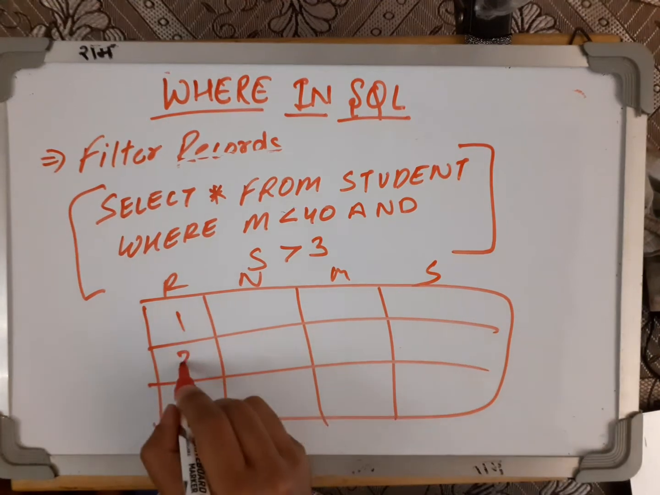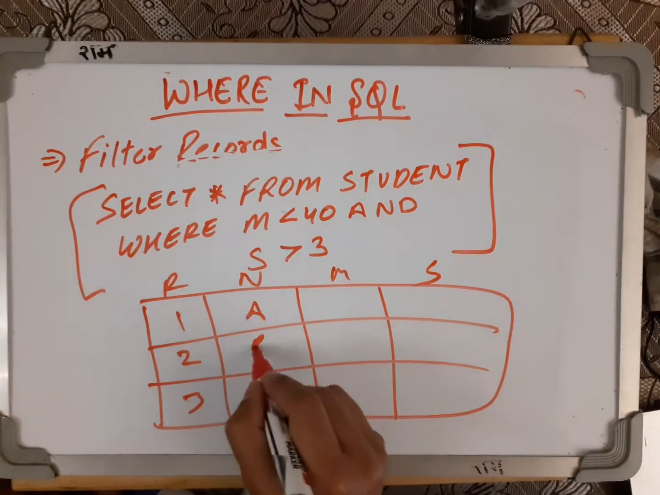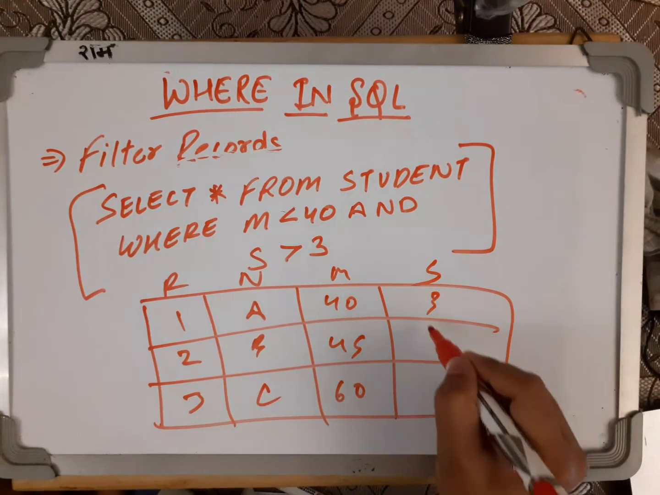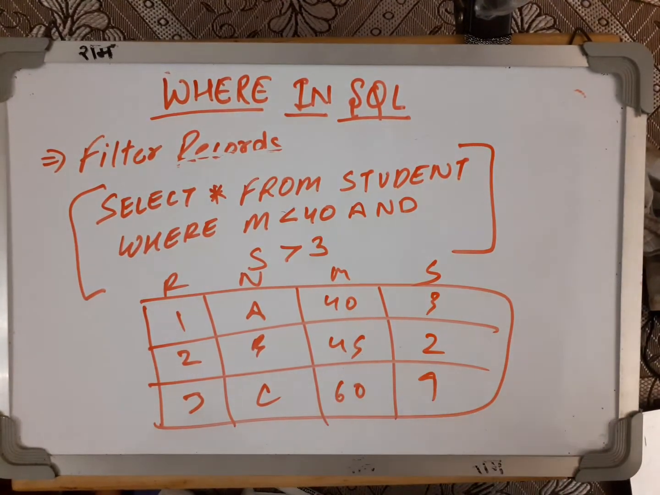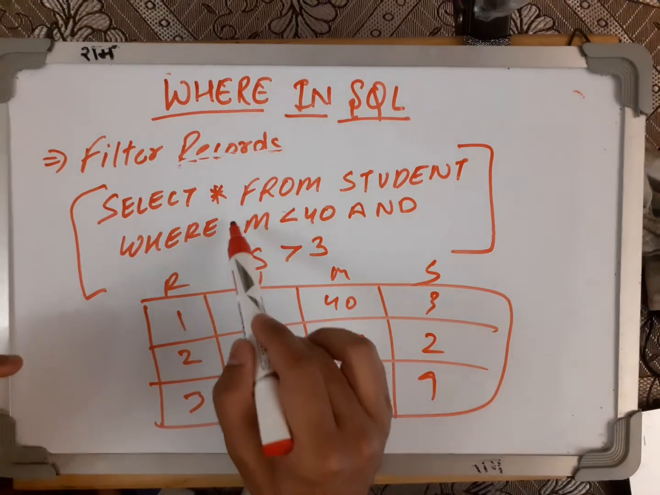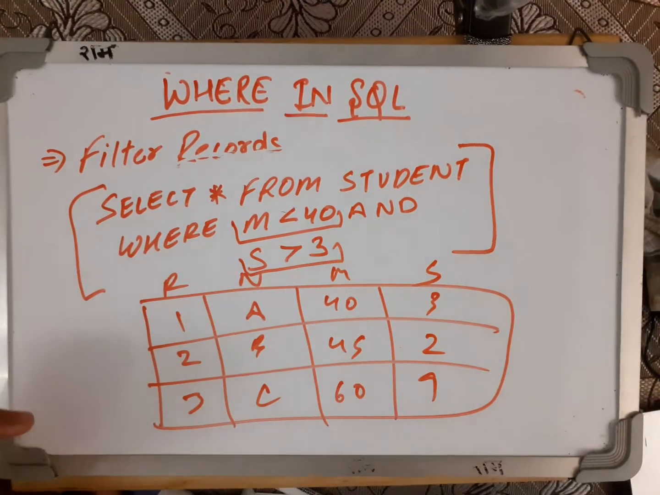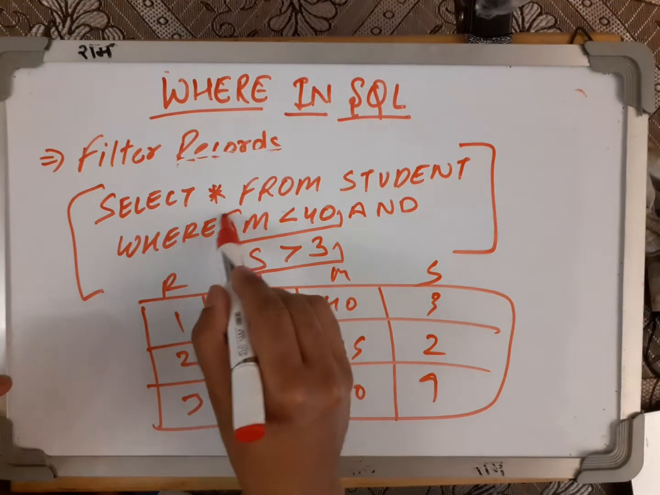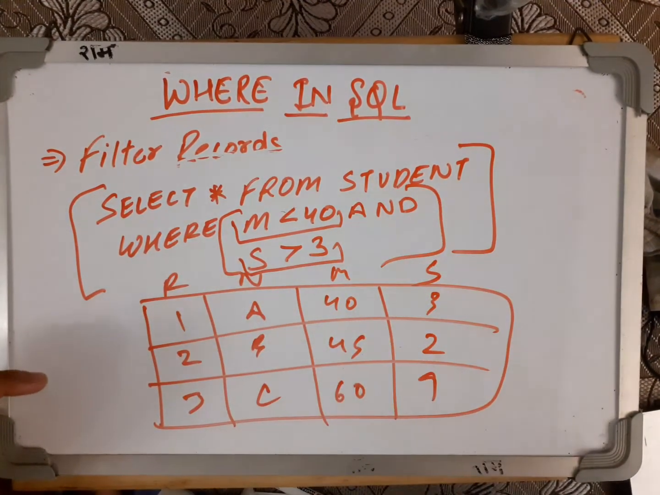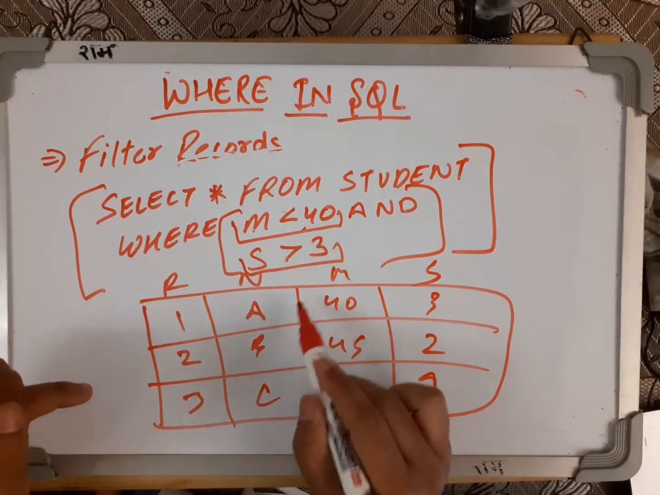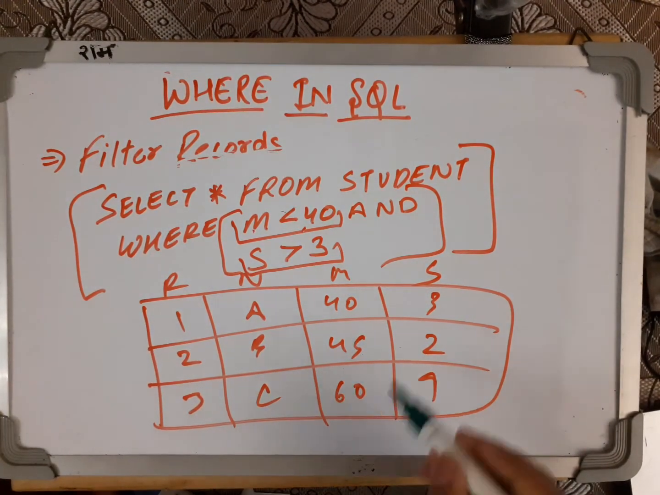Now I am fetching records of those students A, B, C, with marks 40, 45, 60 and subjects 3, 2 and 9. The students whose marks are less than 40 and number of subjects is greater than 3. Both of the conditions should be satisfied, then it will display the record. First it will check marks less than 40, which is this first row.